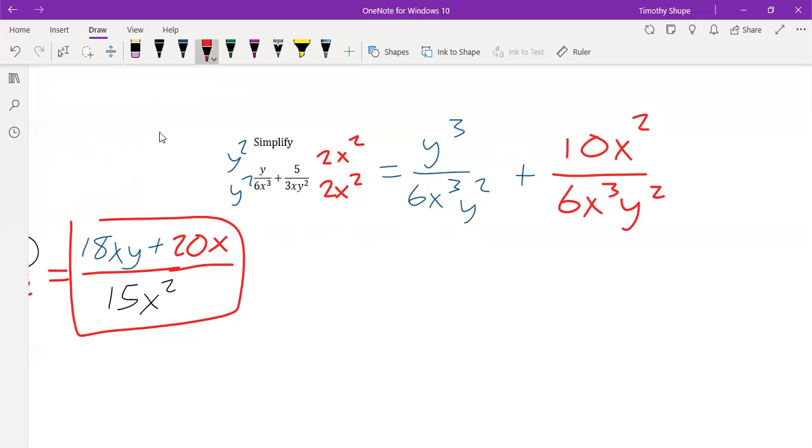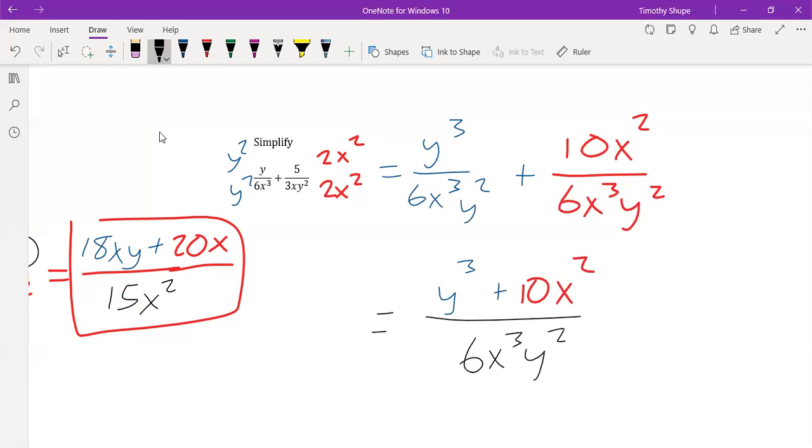the first fraction. So then if I combine these together, my common denominator stays as 6x to the third, y to the second. That doesn't change. And since I have different variables or exponents on my numerators, I'm just going to combine this into a single fraction as y to the third plus the second numerator of 10x squared. And that would be my combined fraction.